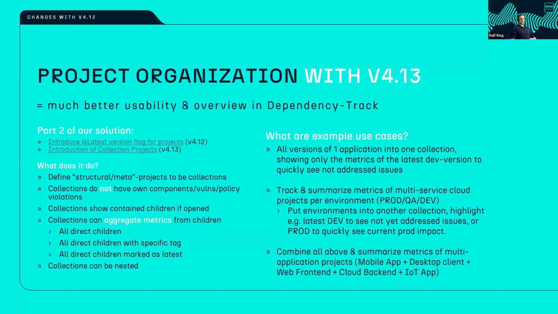So high in the hierarchy, you have a lot of overview, much more than you had before with the non-meaning list of projects and a lot of individual numbers here. Or you can combine all the above and do a complete summary of multi-application projects, for example, summarizing metrics of all mobile apps, desktop clients, web front ends, cloud backends, and IoT apps all together so that you have a complete state of the project in the way you want it.